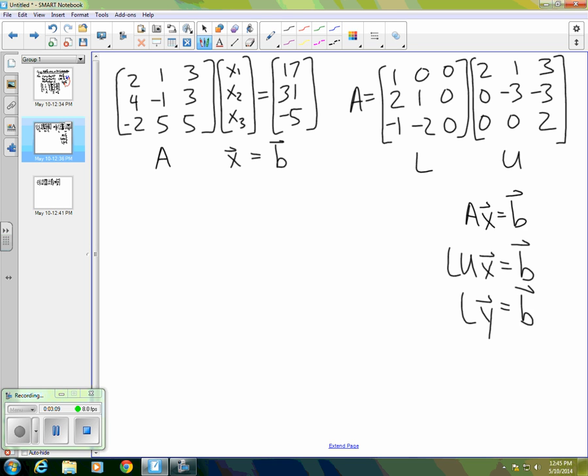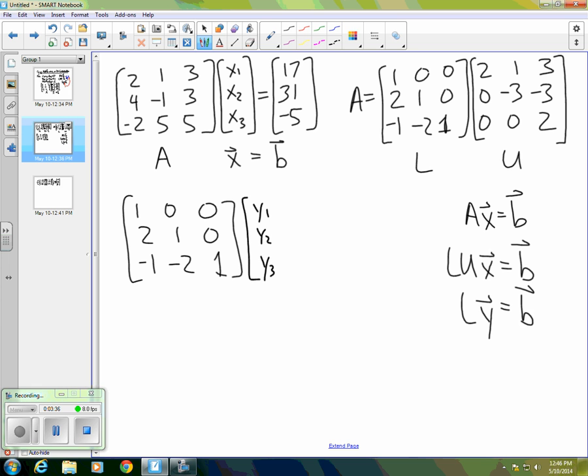If we look at our L times Y, here's what L is. It's 1, 0, 0, 2, 1, 0, -1, -2, and that last entry is supposed to be a 1, not a 0, so let's fix that. So there's L. Y is unknown, it's y1, y2, y3. B is the vector 17, 31, -5. So we have three equations.